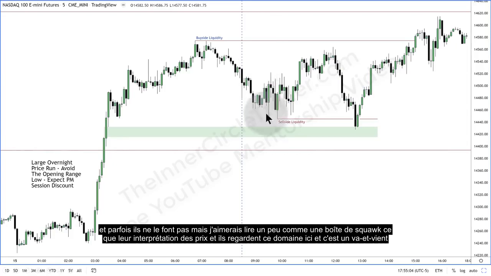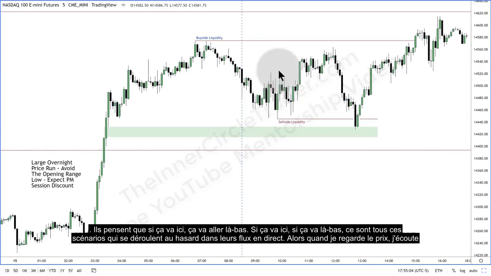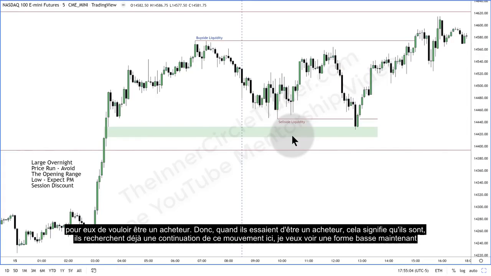And they're looking at this area in here, and it's back and forth. They think if it goes here, it's going to go there. If it goes here, it's going to go there. It's all these scenarios they're going through, randomly in their live streams. So when I'm watching price, I'm listening for them to want to be a buyer. So when they're trying to be a buyer, that means they're already hunting a continuation of this move here.